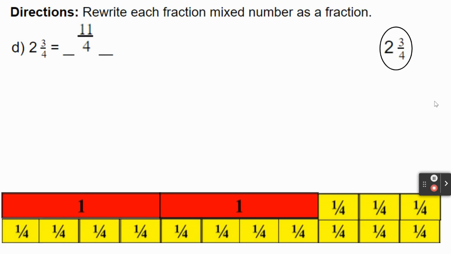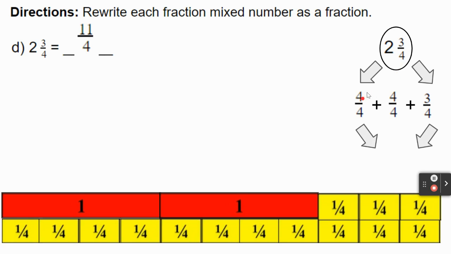To write that using number bonds, we have 2 wholes. So we're going to pull out 1 whole at a time. 1 whole can be rewritten as 4/4 plus 4/4. So that's 1 whole plus 1 whole to get the 2 wholes in the front, plus the 3/4 left over. So we can rewrite this as 4/4 plus 4/4 is 8/4, plus 3 more fourths is 11/4. So 2 and 3/4 is equivalent to 11/4.